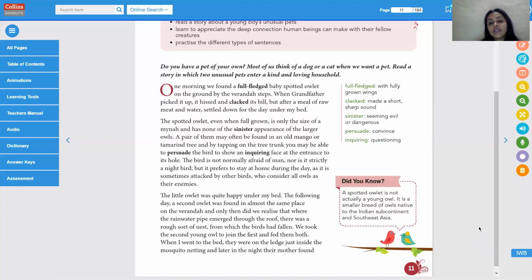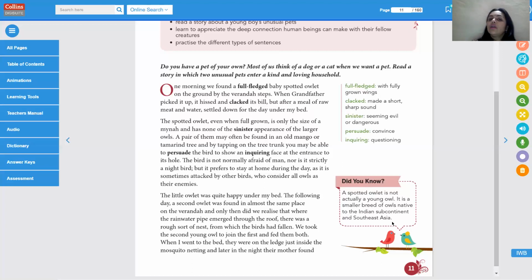Okay, before we turn the page, I would like you to go through this one. Did you know a spotted owlet is not actually a young owl? It is a smaller breed of owls native to the Indian subcontinent and Southeast Asia. Okay, this is a different breed. Spotted owlets are actually a different breed.